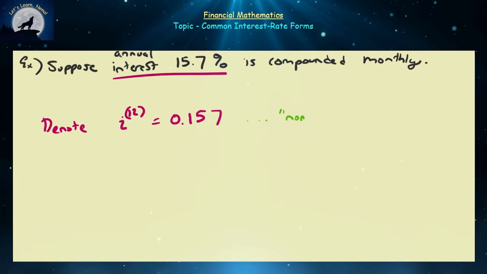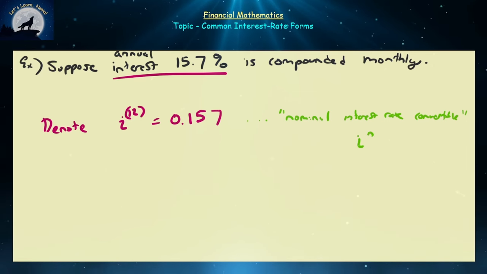Right? So this particular object is going to be your nominal. This is called our nominal interest rate. Nominal sometimes is used as annual. And this is going to be convertible, in particular, to the power of n, right? So i^(m) is the general notation. So we're going to be compounding this n times in its period of a year, right? So a year partitioned into n, usually uniform pieces.